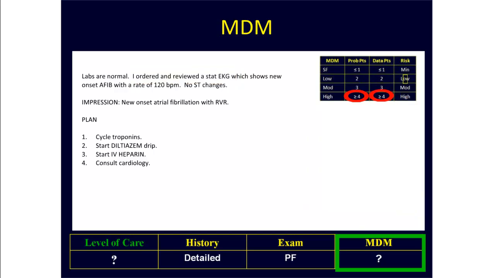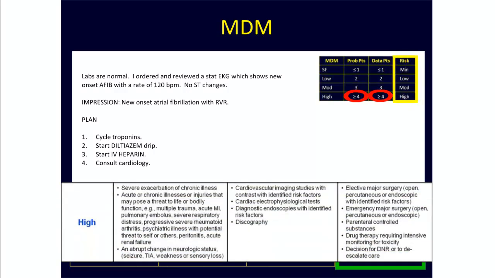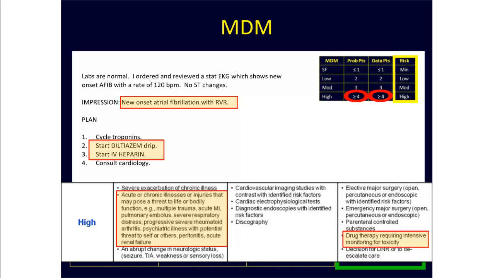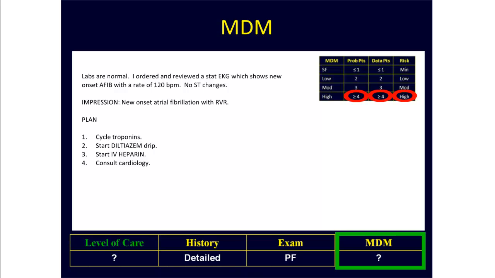The next step is to check the risk. Looking at the risk, the pertinent part of the risk table is the high-risk part, because we have a problem which poses a threat to life or bodily function in new-onset Afib with rapid ventricular response. Or you could argue that starting the patient on a diltiazem drip or IV heparin would constitute drug therapy requiring intensive monitoring for toxicity. So either way, this definitely qualifies as a high-risk encounter.